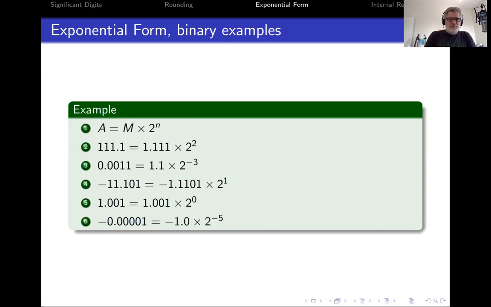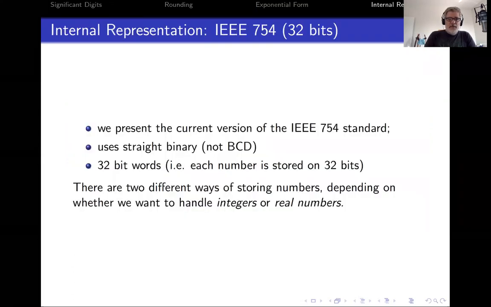All right. Internal representation. What I'm going to show you now is the current version of the IEEE 754 standard. This is what is used in machines today. The number of bits used might vary from machine to machine. I'm going to show you on 32 bits, though we could do it in a more general way.